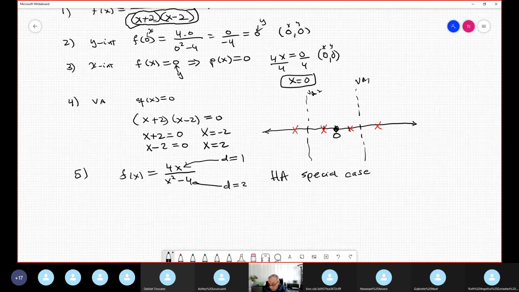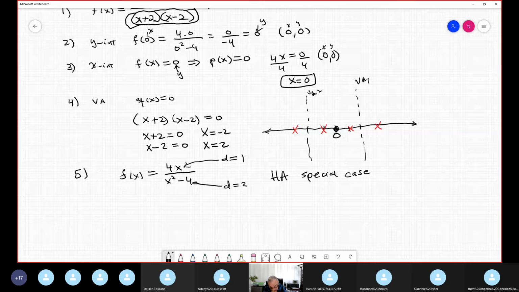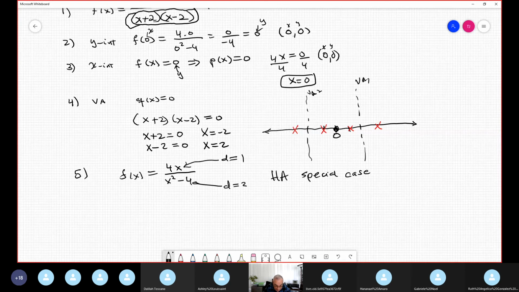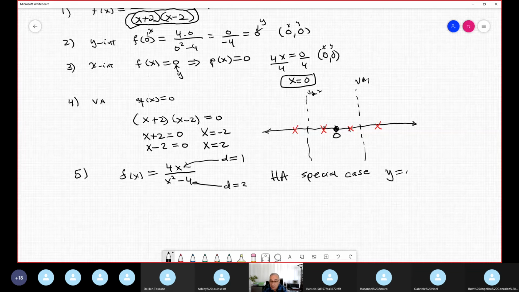Okay, you need to remember this, or you can see it in your notes when you are doing the test. Let me recap. Horizontal, two cases: when the degree is the same, or when the degree of the denominator is bigger. End of story. Slant is when the degree of the numerator, the top, is bigger by 1. No, we have no slant, we have horizontal. By the way, y equals 0 because it's special. Therefore, my horizontal asymptote looks like that.